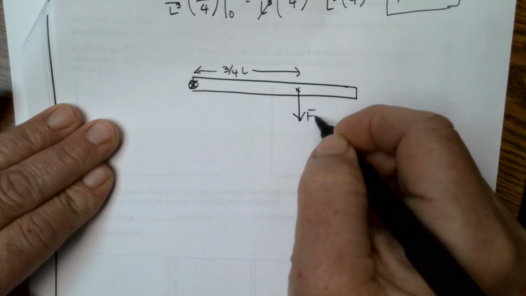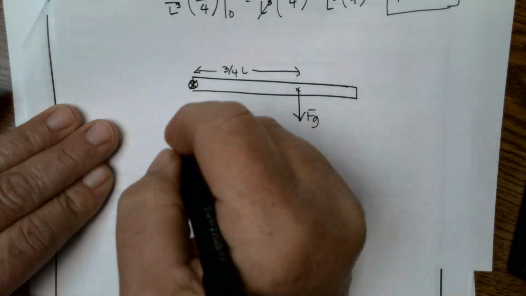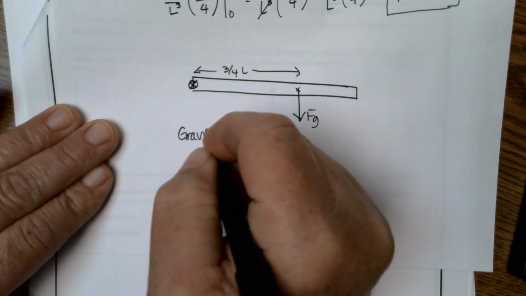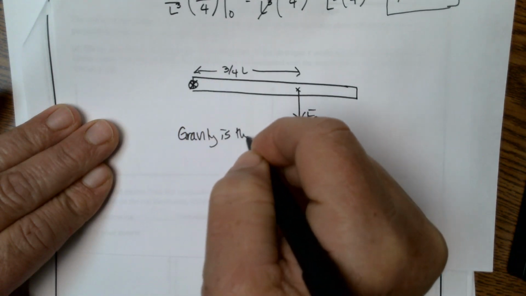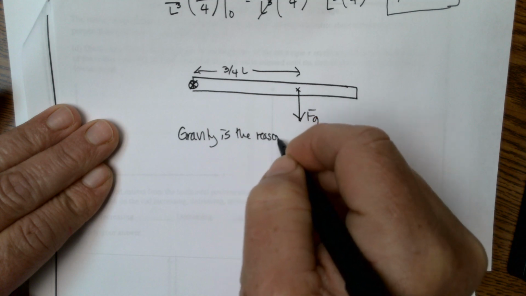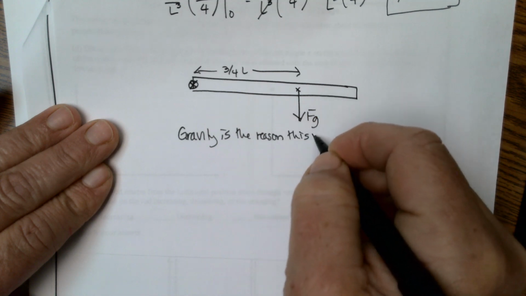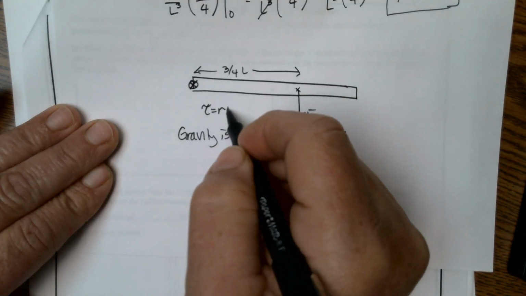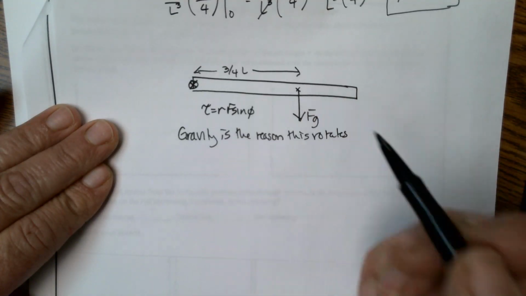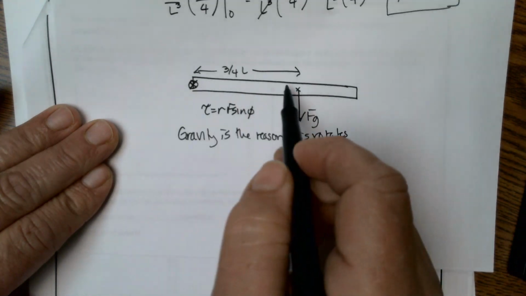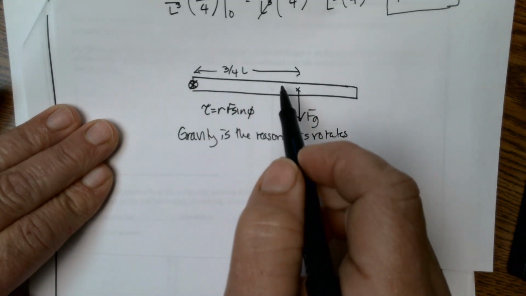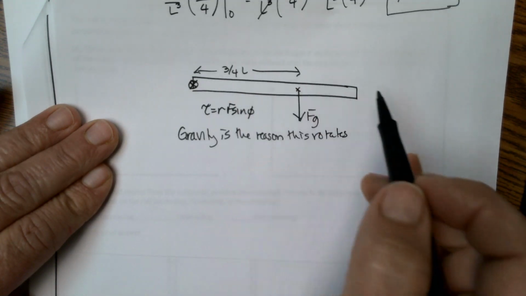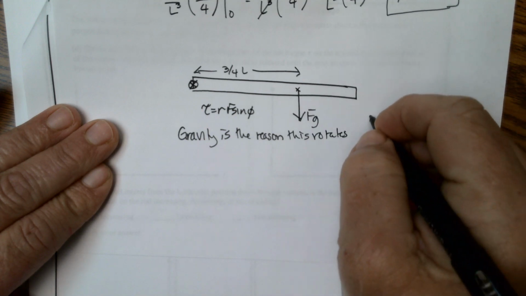So that's where gravity is. Gravity is the reason this rotates. And remember that torque is R F sine of the angle between them. Here's R, 3/4 L. Here's the force. What's the sine here? Well, it's going to be 90. Now, let's look a little later.